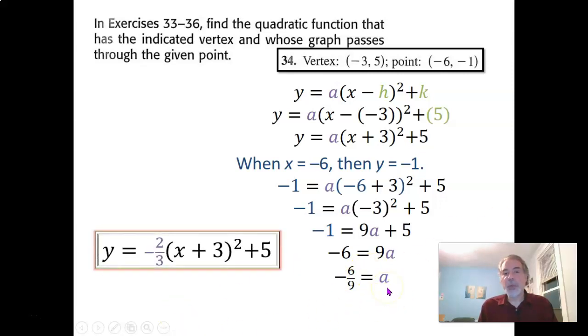So the number we got for a turned out to be a fraction, but that can happen. It was negative 2/3. So the equation is y equals negative 2/3 times (x plus 3) squared plus 5. This is an exact copy of what I wrote way back up here, except that now I've filled in an actual number in place of that a.